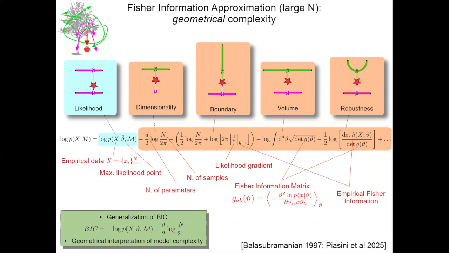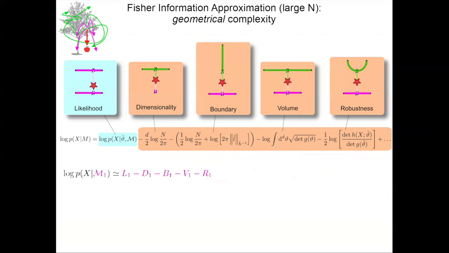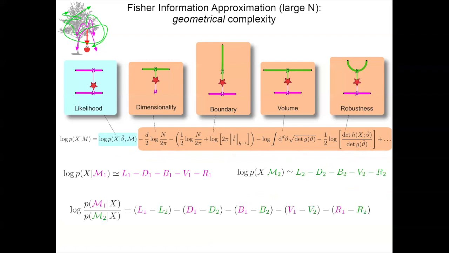These are all captured by this thing, which is neat. There is also a generalization of the Bayesian information criterion I mentioned earlier, which is just this thing truncated at the first term in this asymptotic expansion. It also has connections with things like the minimum description length and predictive information. So how do we use this in practice? Imagine that you have one model. For this model, you can compute all of these terms: L for likelihood, D for dimensionality, B for boundary, V for volume, and R for robustness. You can compute the same quantities for some other model. And then the quantity that you want to compute takes a very simple form using this expansion.